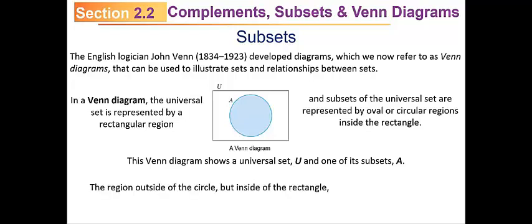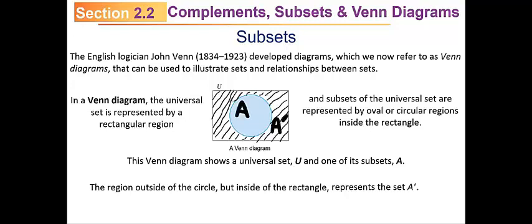The region outside of the circle but inside of the rectangle is the complement of the set A. So A is the set represented by the circle itself. A complement is represented by the area outside of the circle.